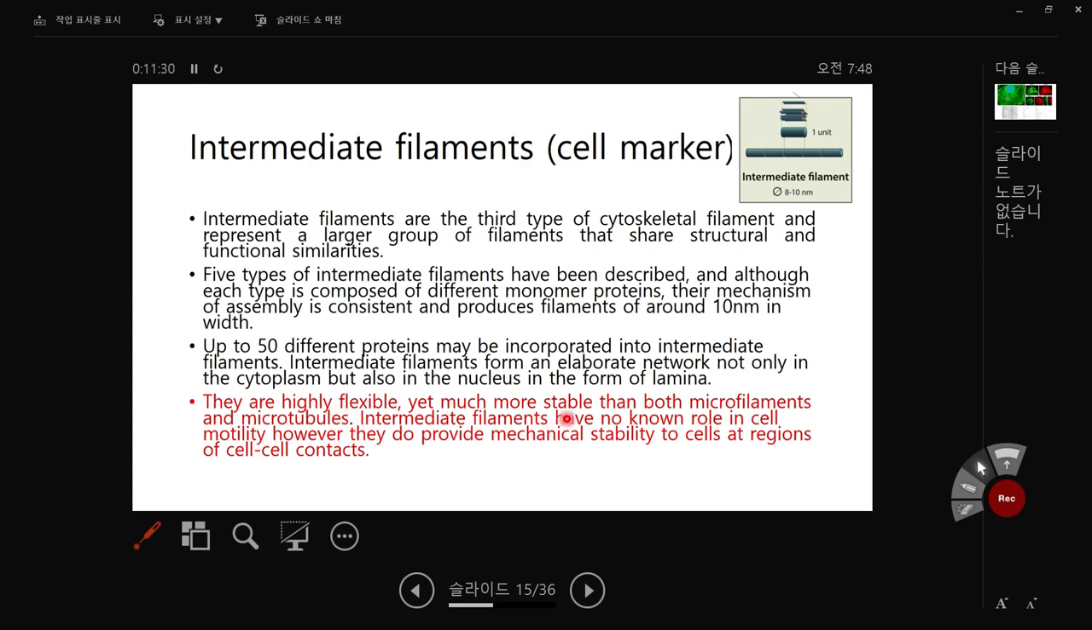Intermediate filaments have no known role in cell motility. So there is no relevance to cell motility. However, they do provide mechanical stability to the cell and to regions of cell-cell contact.